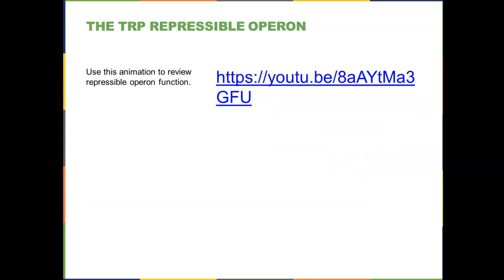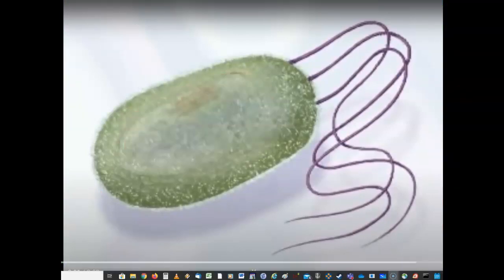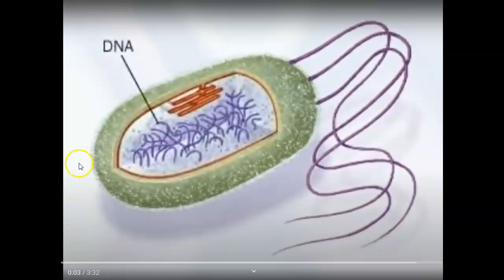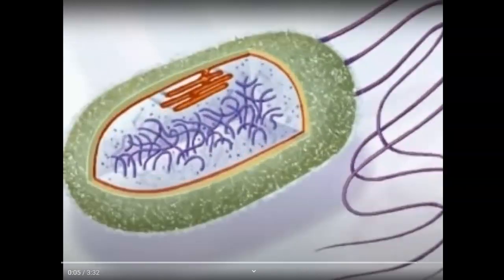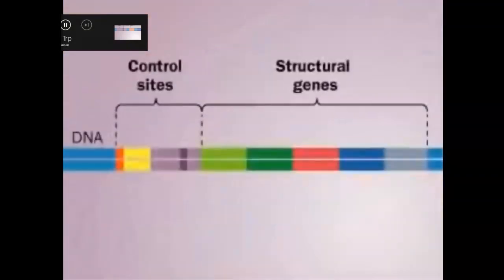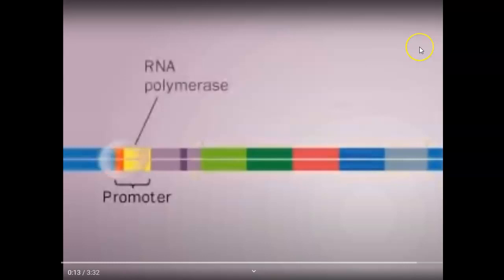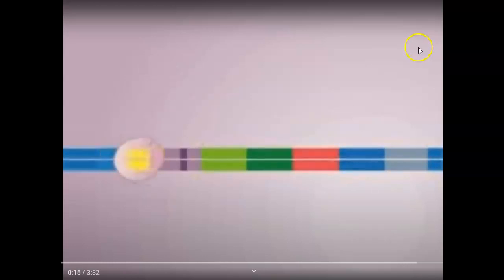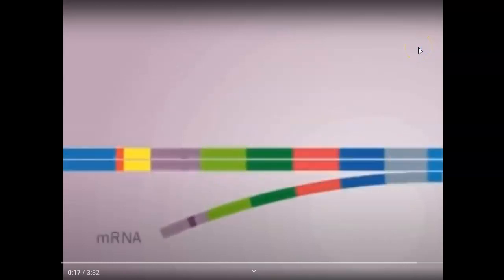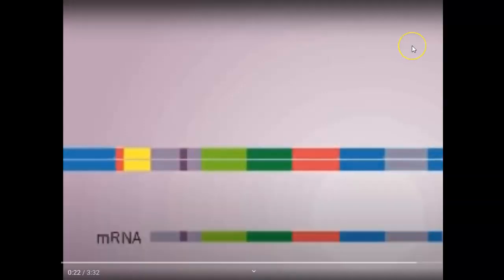All right, let's go ahead and take a look at this animation. Tryptophan operon, TRP operon for short, is a bacterial system for regulating the synthesis of the amino acid tryptophan. The operon controls expression of 5 genes. These structural genes are transcribed when RNA polymerase can bind the promoter controlling them. But when the cell has lots of tryptophan, why waste energy making more?